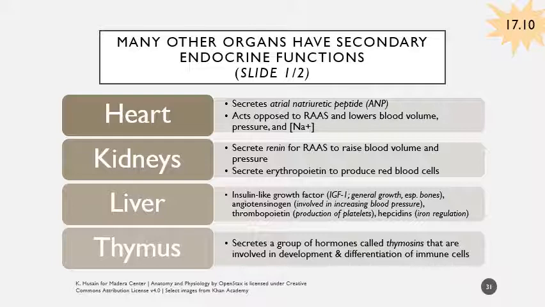The liver produces insulin-like growth factor, or IGF-1, that is important for general growth, especially growth of bones. Angiotensinogen, which is again involved in RAS, which is responsible for increasing blood pressure. It also secretes thrombopoietin. So remember, platelets are thrombocytes, so thrombopoietin is involved in the production of platelets, and hepcidins, which are involved in iron regulation. The thymus secretes a group of hormones called thymosins. Those are involved in the development and differentiation of immune cells.